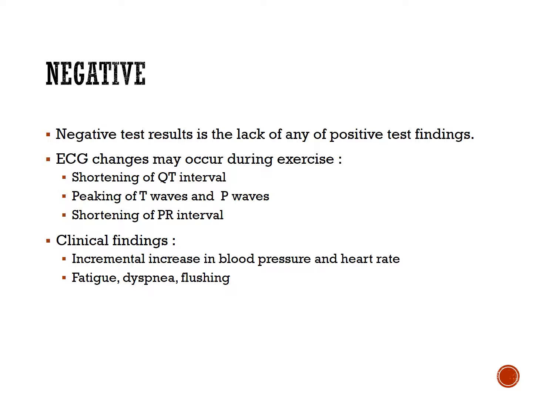For the negative test result, the ECG changes that may occur during the exercise stress test are the shortening of the QT interval, the peaking of the T wave and P wave, and the shortening of the PR interval, so it involves the QT and PR. And then the clinical findings are an incremental increase in blood pressure and heart rate, fatigue, dyspnea, and flushing, which will give you a negative result.